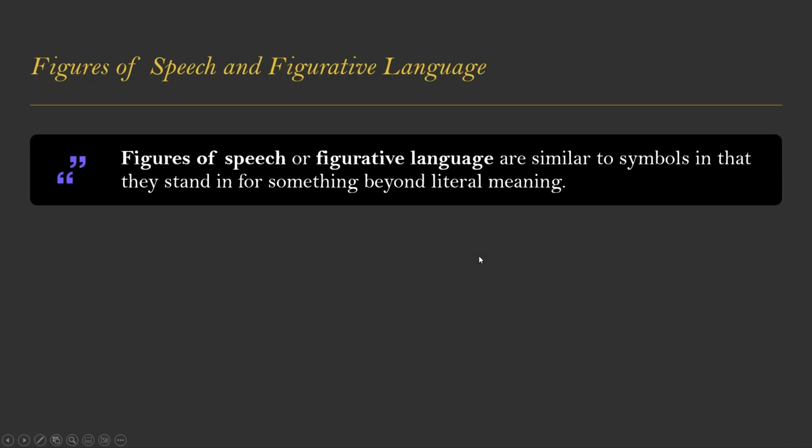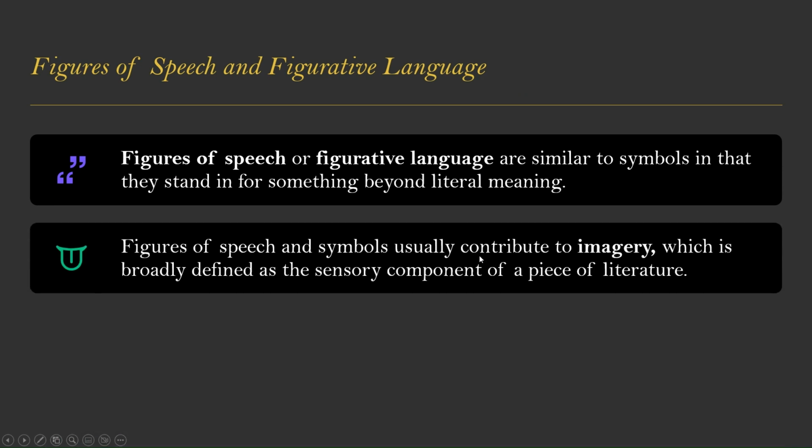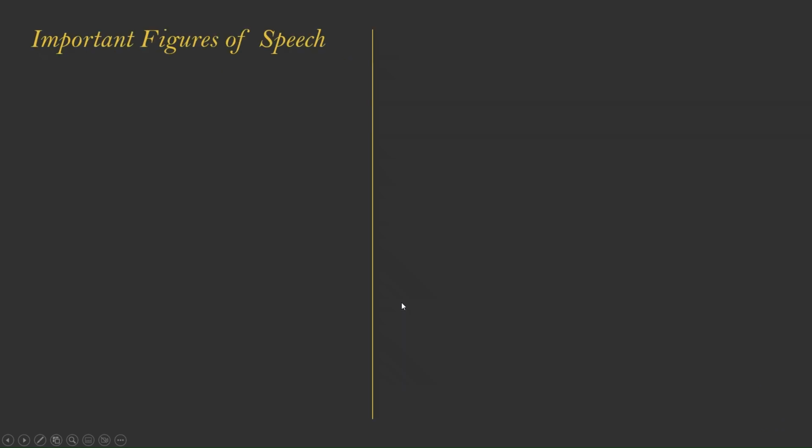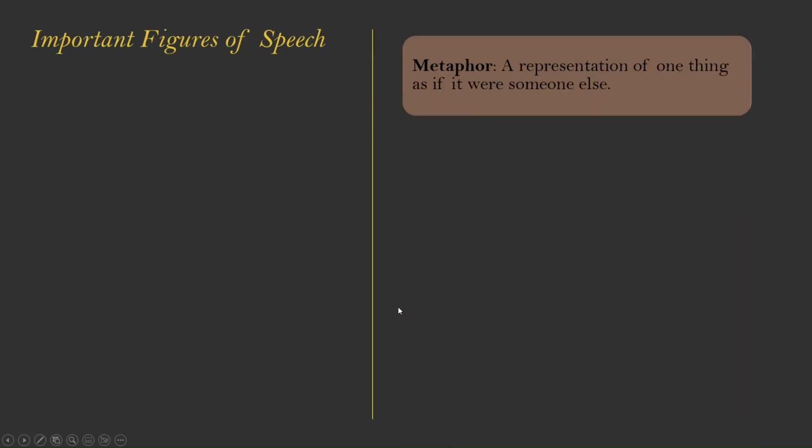watch out for. Other figures of speech that you want to be paying attention to are also things that have both a literal and symbolic meaning. So figures of speech usually contribute to imagery, which is not just what you see, but it's this sensory component of literature. And we've already explored some of these. We've talked about irony and allegory and myth, but there are additional ones to keep in mind.